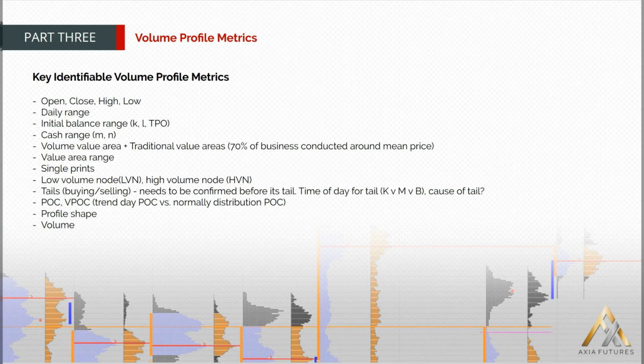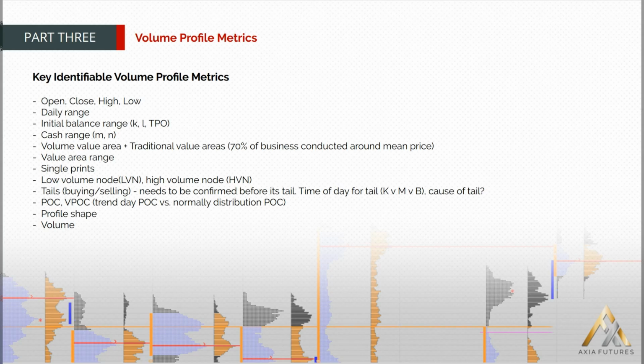The next key identifiable metric is the daily range. That is the high minus the low. Then we have the initial balance range. This is the first hour of trading within any market. This is usually depicted in traditional European markets as the K and the L TPO. TPO stands for Time Price Opportunity. Again, we will talk about this further in slides to come.